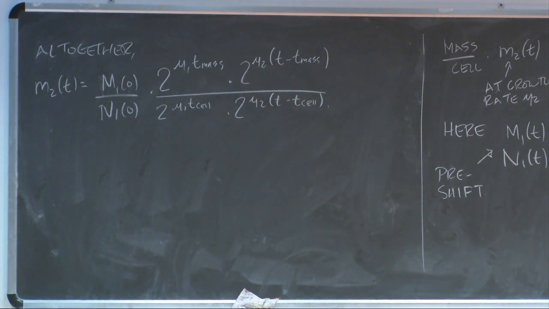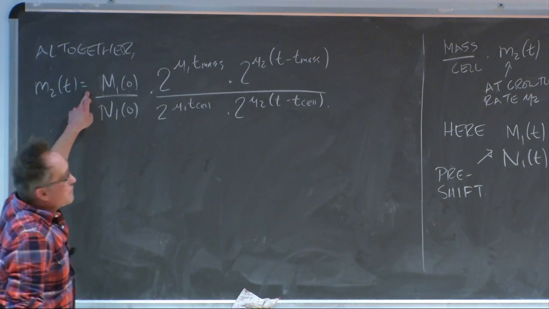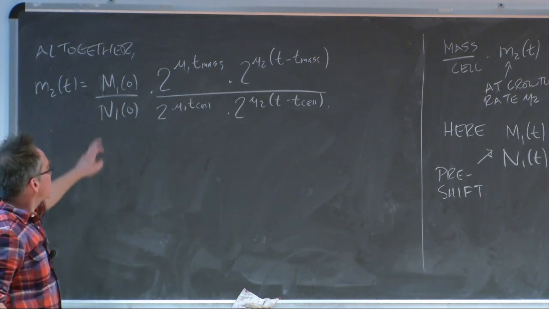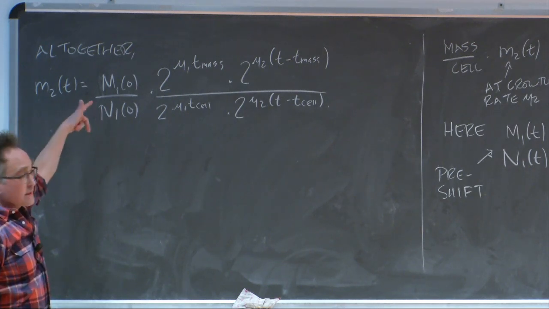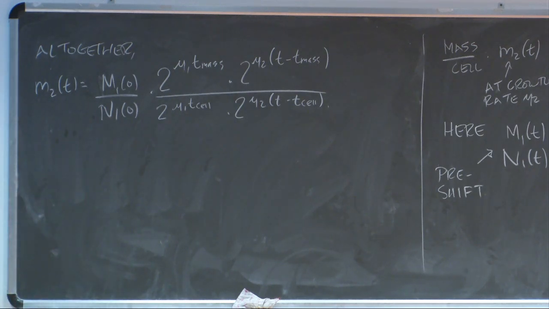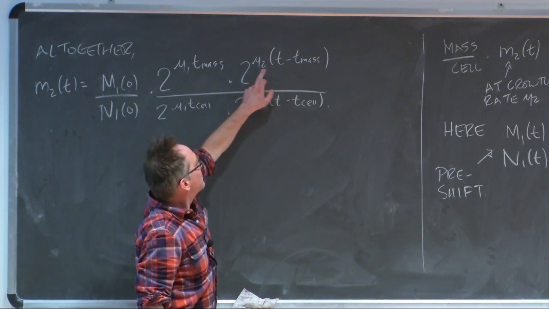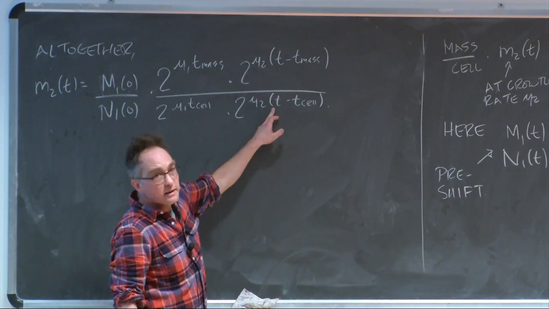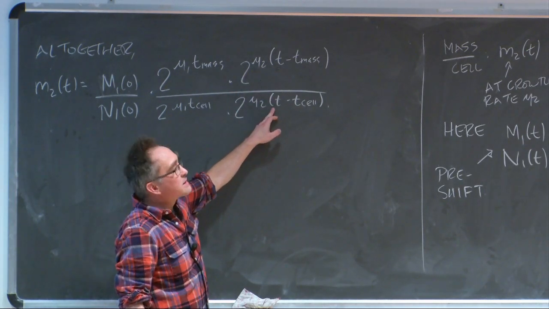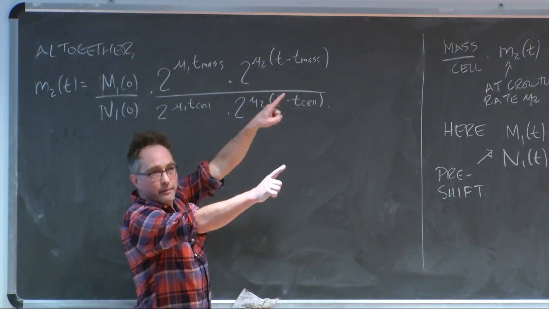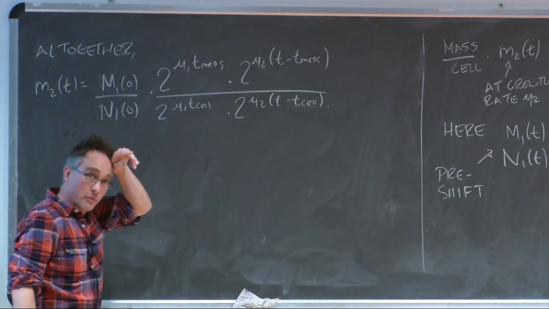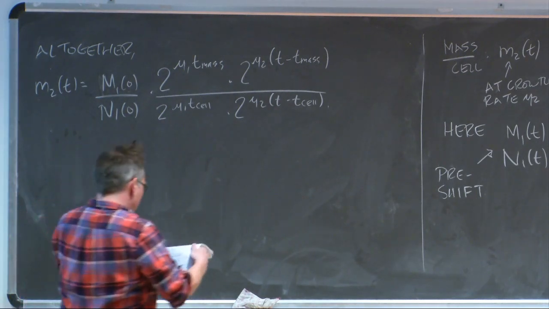Okay, this is the piecewise exponential that dictates the mass, and this is a piecewise exponential that dictates the number. And I take the ratio. So far, so good? Now, this is going to tidy up very nicely because of this 2 to the mu 2 t, 2 to the mu 2 t. That is to say that post-shift, when it comes to equilibrium, their rates are the same as they should be because it's balanced growth. And so this will tidy up.